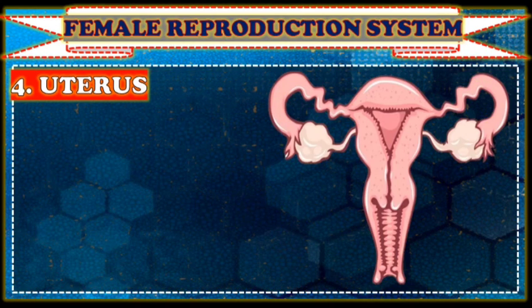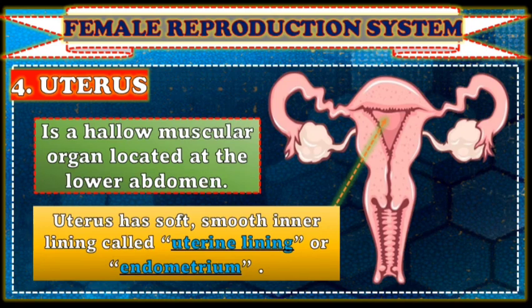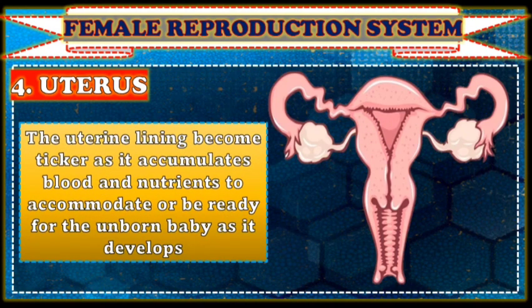So the next part is what you call the uterus. So that is the uterus. The uterus is a hollow muscular organ located at the lower abdomen. The uterus has a soft, smooth inner lining called the uterine lining or endometrium. The uterine lining becomes thicker as it accumulates blood and nutrients to be ready for the unborn baby as it develops.